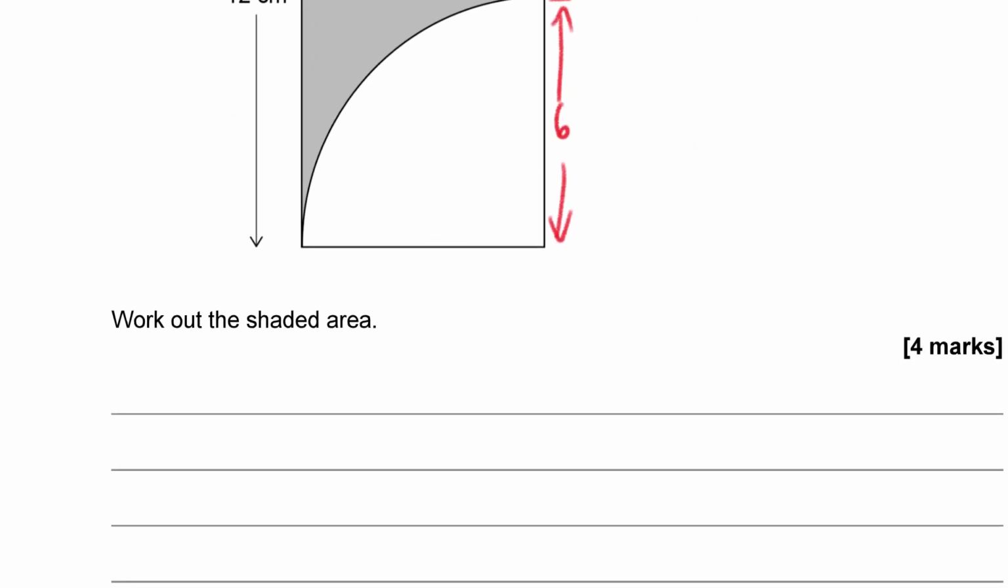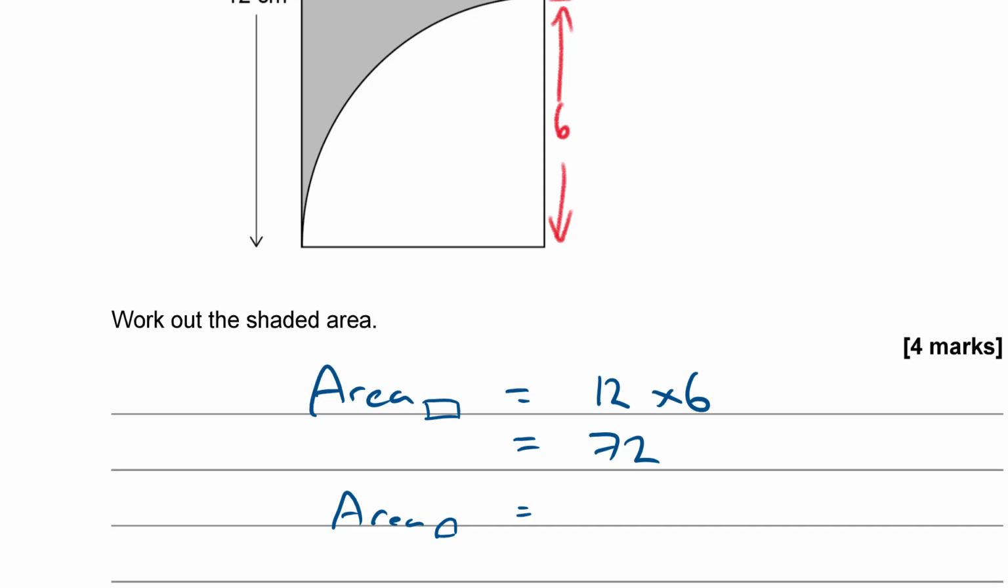So then the area of the rectangle, which I'm just going to draw a rectangle like that, area rectangle, that's going to be 12 times 6, which is 72. Okay, and then I've got my area of a quarter circle.